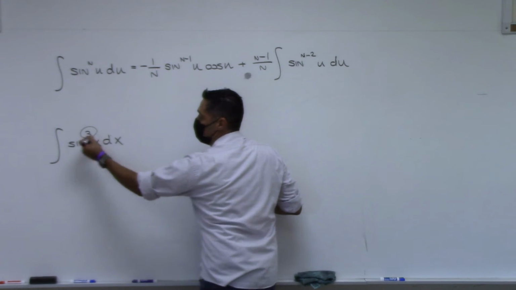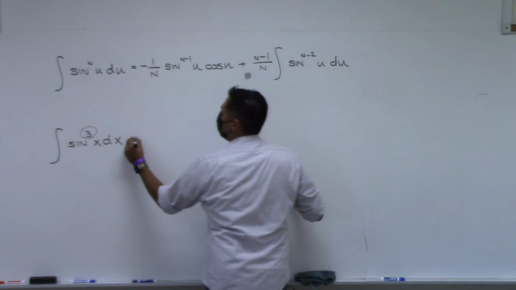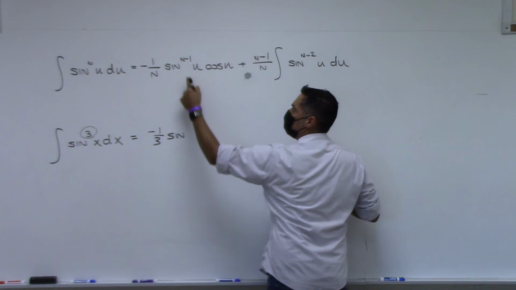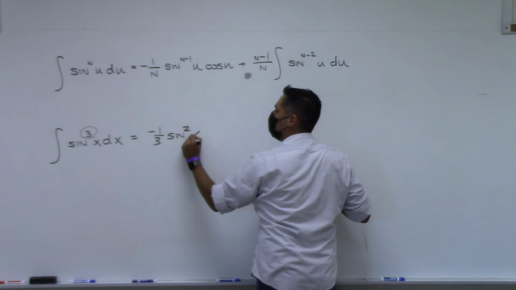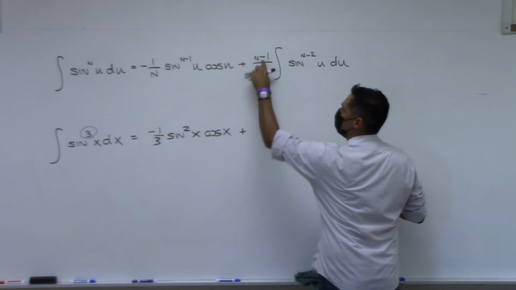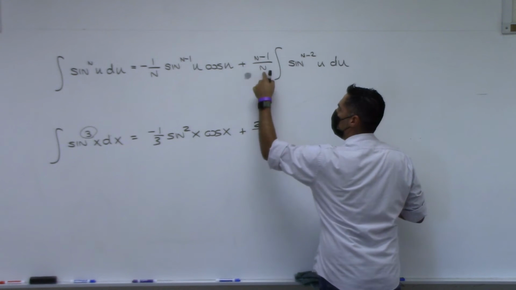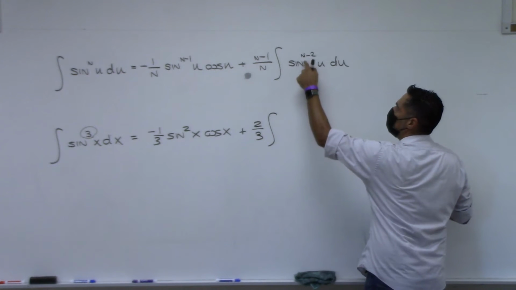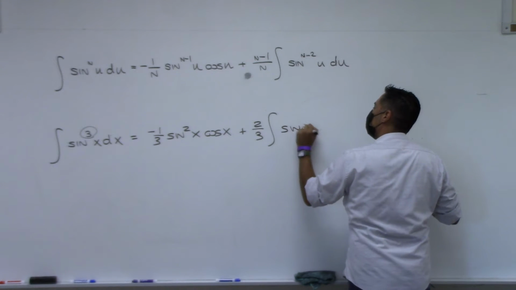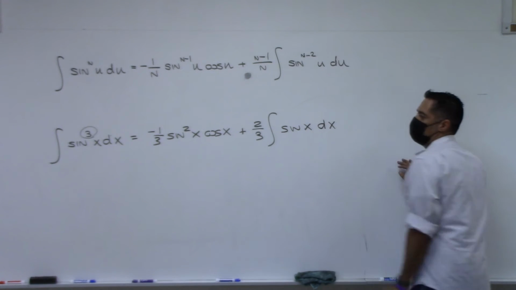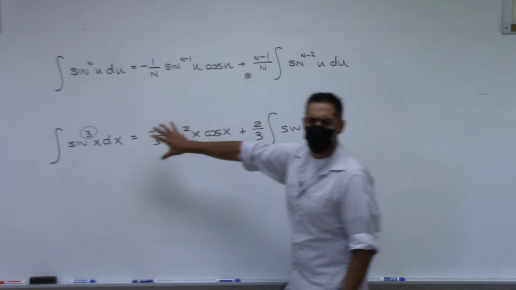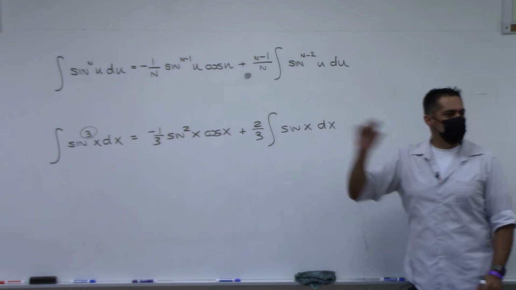n is 3. So we get negative 1/3 sine to the 3 minus 1, so sine squared x cosine x, plus 3 minus 1 is 2 over n, which is 3, times the integral of sine to the n minus 2, so 3 minus 2 is 1, so the antiderivative of sine x dx. I'm using x for the example. The formula has u in there, but I'm just using x.